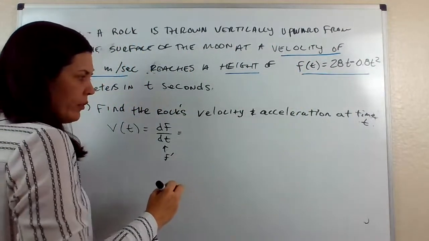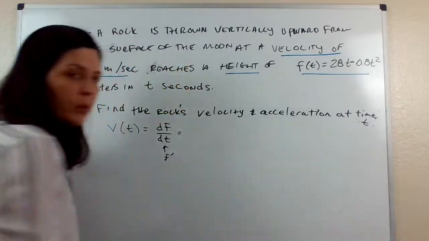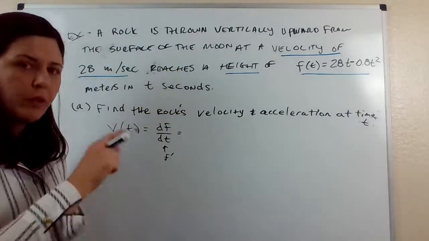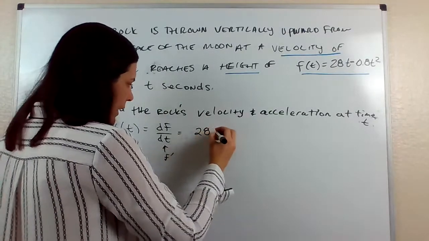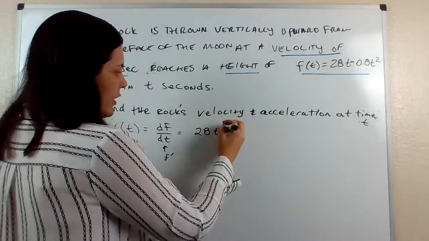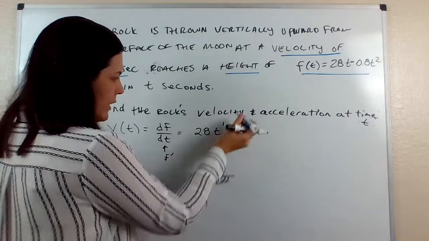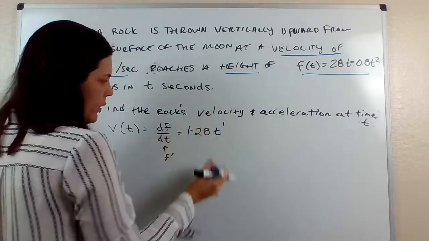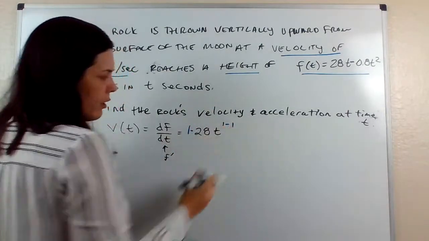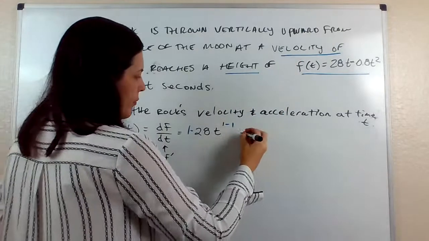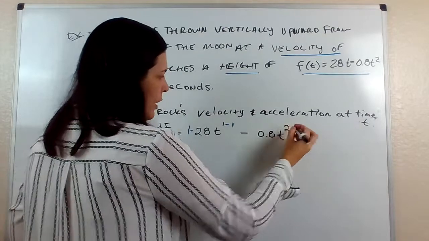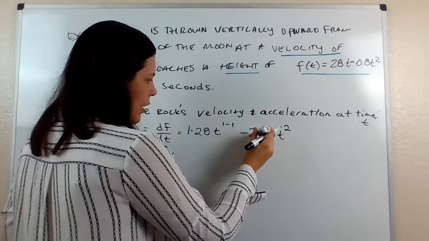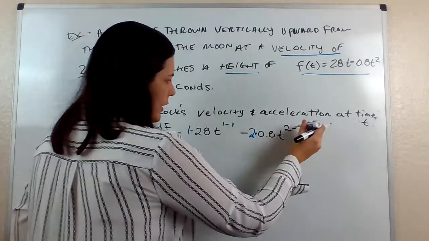The derivative of 28t. I'm going to go through this real quick, the long way with the power rule, just so you see it. You technically have 28t to the invisible 1. So the power rule says I bring down that power, so 1 times 28, and then I subtract 1. Okay, so that's my first term. My second term, I have 0.8t squared, but my power rule says I bring down that power and multiply, and then I subtract 1.